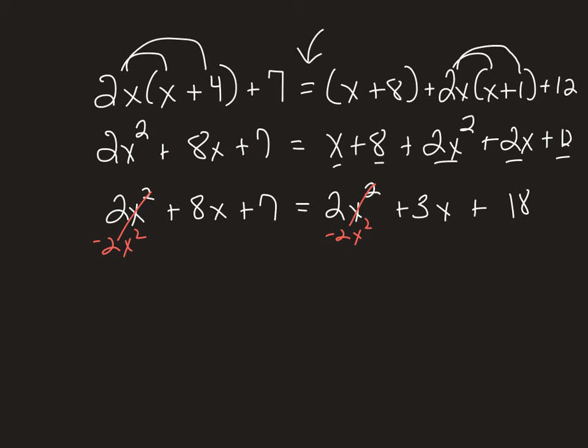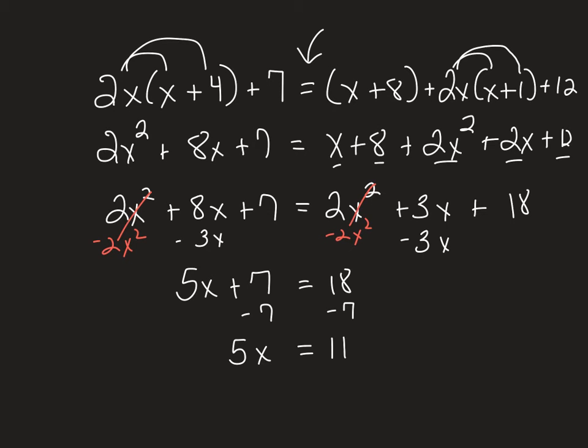So now I'm going to subtract 3x from both sides, and we get 5x plus 7 equals 18. Subtract 7 from both sides, and 5x equals 18 minus 7 is 11. And if we divide both sides by 5, x equals 11/5. And I would prefer that you keep it as an improper fraction.